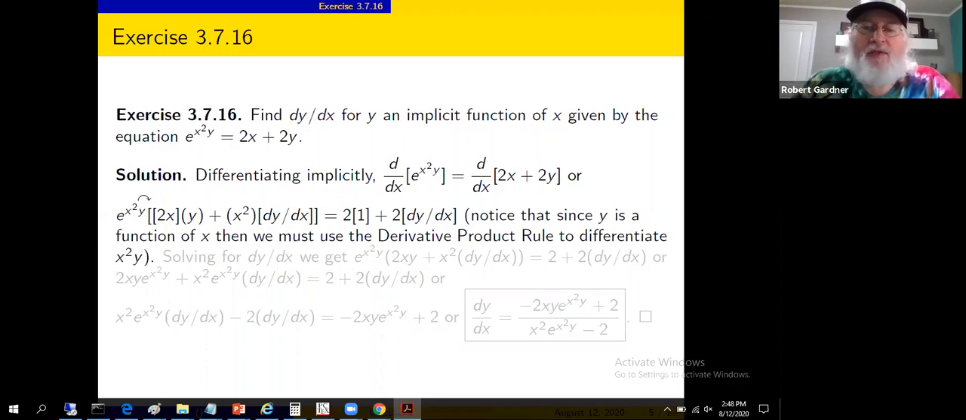Okay, so how do you differentiate? Actually, let's do the right-hand side first. What is the derivative of 2x with respect to x? Same as before. It's 2 times 1. What's the derivative of 2y with respect to x? Remember, y is a function of x. Well, when you differentiate 2 times this function of x, you'll get 2 times the derivative of that function of x. So we get 2 dy/dx.